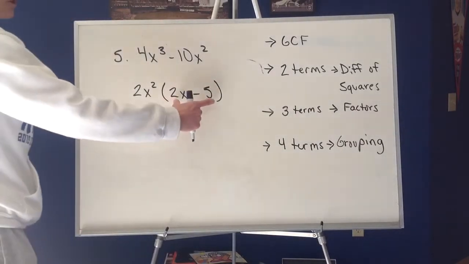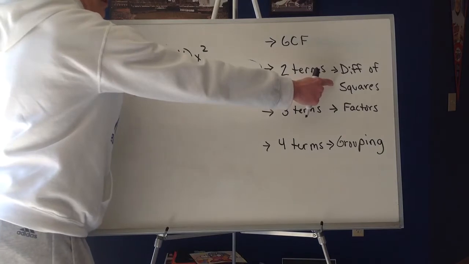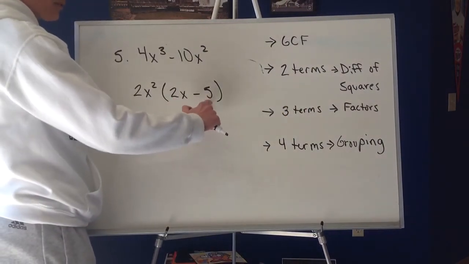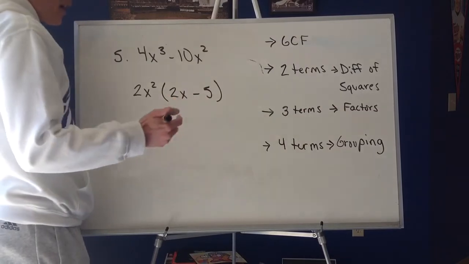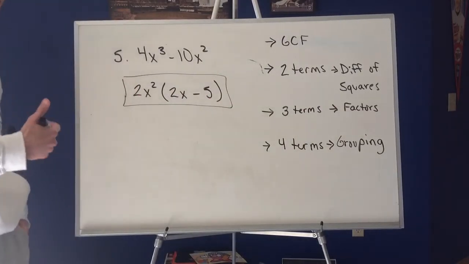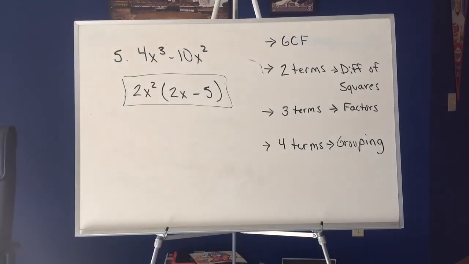Now I have 2 terms left. 2 terms left means I'm looking for difference of squares. I do have a difference, but neither of these are perfect squares. If they're not perfect squares, then I'm just done with the problem. That one only had a GCF, which will again happen sometimes when you're working with them.